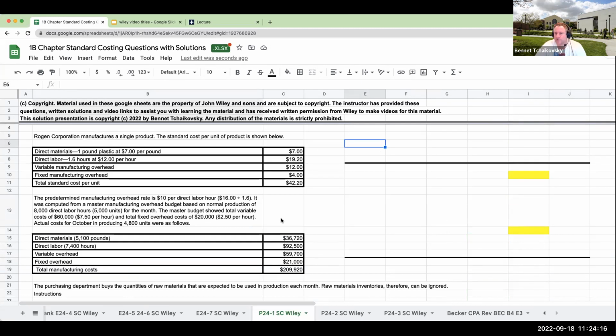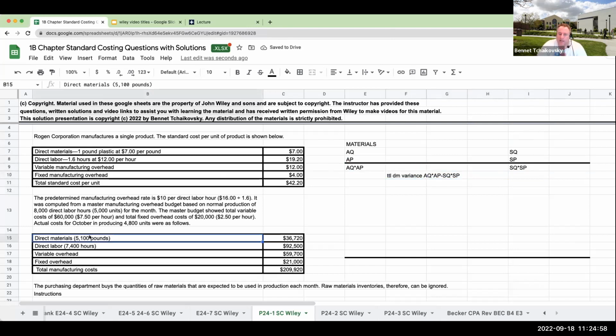Let's take a look first at materials. When we're looking at materials, what we're trying to do is say, okay, what did we actually spend on our direct materials? And I'm going to compare this to what I should have spent, my standard quantity times the standard price. So my total direct materials variance is going to be my actual quantity times the actual price minus the standard quantity times the standard price.